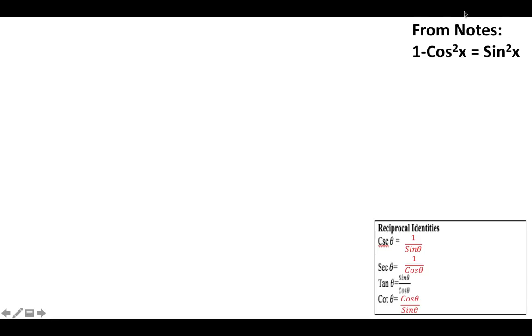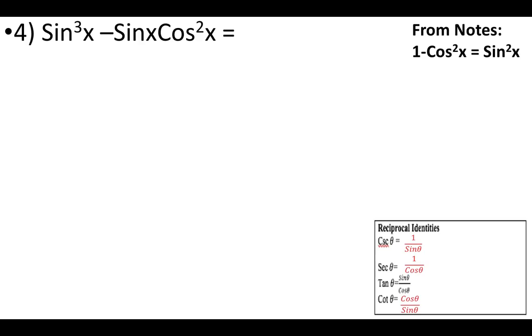Again, in your notes, this identity you should have highlighted. And this I'm referencing as my notes. We're looking at number 4 on the strategy 2 page. This is on the second part of your task.